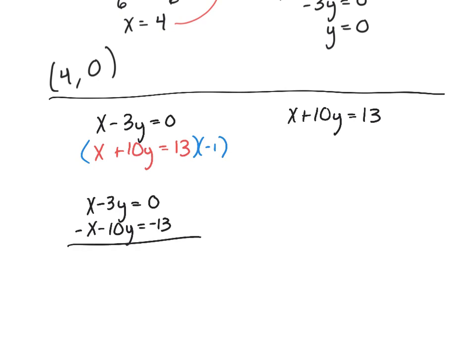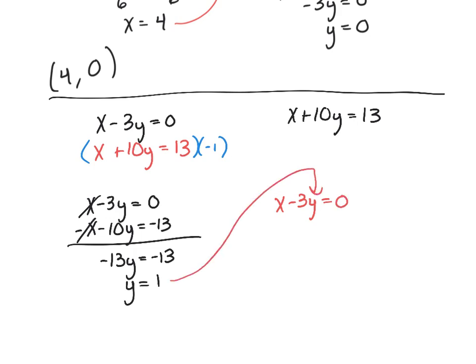Now, if I add them together, the x's cancel out, and I'm left with negative 13y is equal to negative 13. Divide both sides by negative 13, y is equal to positive 1. And now I've got to take one of the original equations. Again, it doesn't matter which one, so I'm going to use the first one this time, the x minus 3y is equal to 0. Just to show that it doesn't matter, I'm going to plug a 1 in for the y.